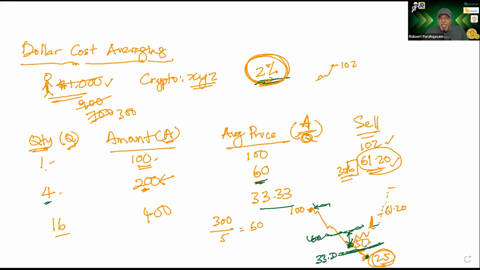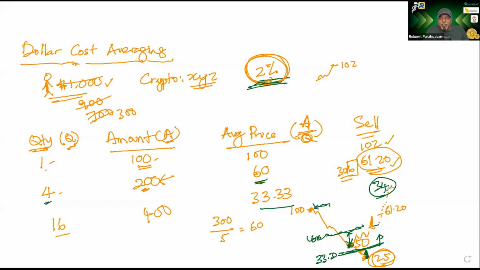So this gap is known as the floating loss. All we have to do is wait until the market comes up 2% from this. 33.33 times 1.02 is 33.99, about 34. I can actually sell it off. At $34, I can sell it off, and I'll still make my 2% profit.